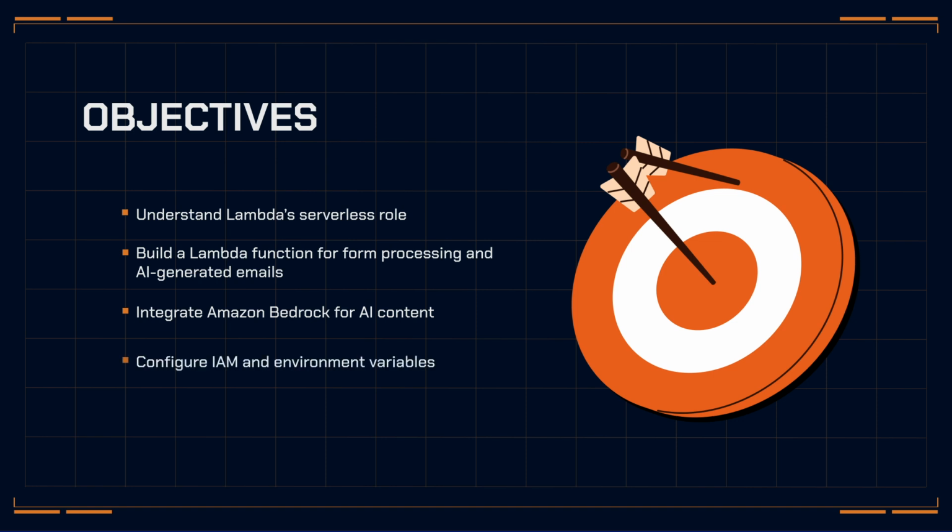Set up AWS Identity and Access Management permissions and configure environment variables to store Simple Email Service sender addresses, Bedrock parameters, and other important settings. And finally, send sample form submissions to test end-to-end functionality and use Amazon CloudWatch to monitor performance or troubleshoot issues.